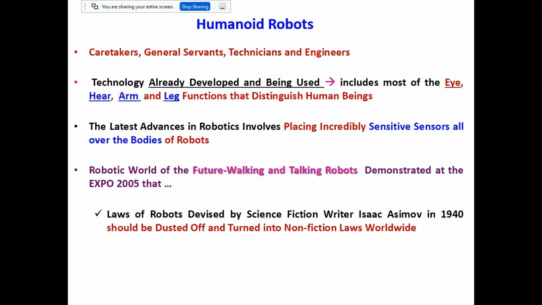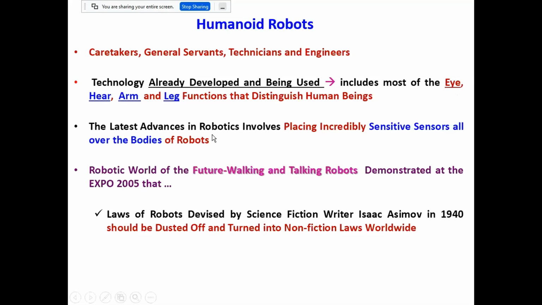Now, next one is humanoid robots. The scientists in Japan are now engaged in developing technology far beyond what we are thinking, developing robots like caretakers, general servants, technicians, and engineers. Meaning the technology has already been developed and used in robotic vehicles in terms of eyes, hearing capability, arms, and legs. They will function like human beings, friends.